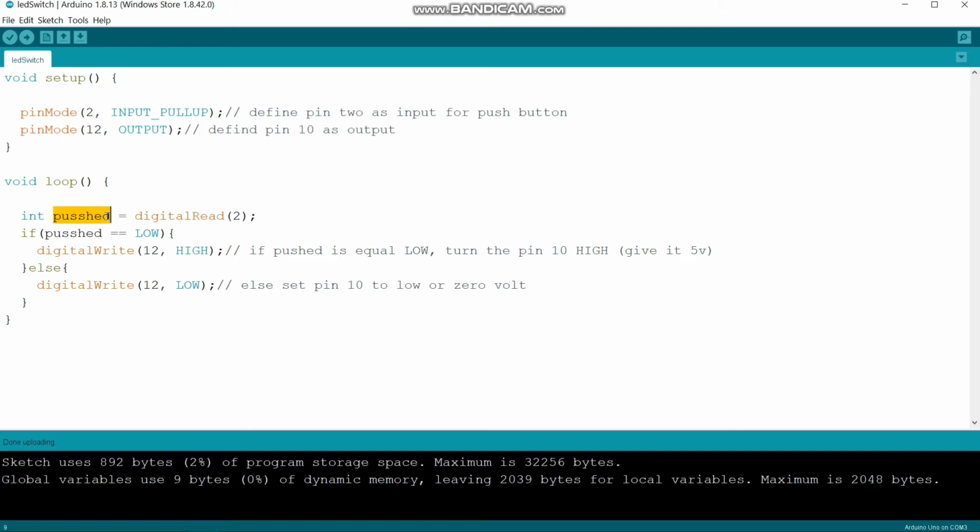I'm using a pushed variable of integer type which reads from the second pin whether it's high or low, that is 1 or 0. If pushed is equal to low, then digitalWrite on the 12th pin will be high. Whenever pushed is low, then the LED goes on, else it will be off.